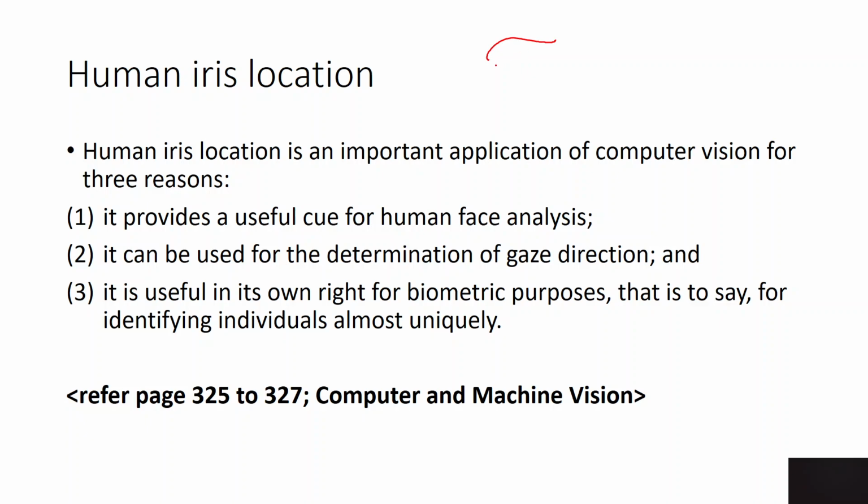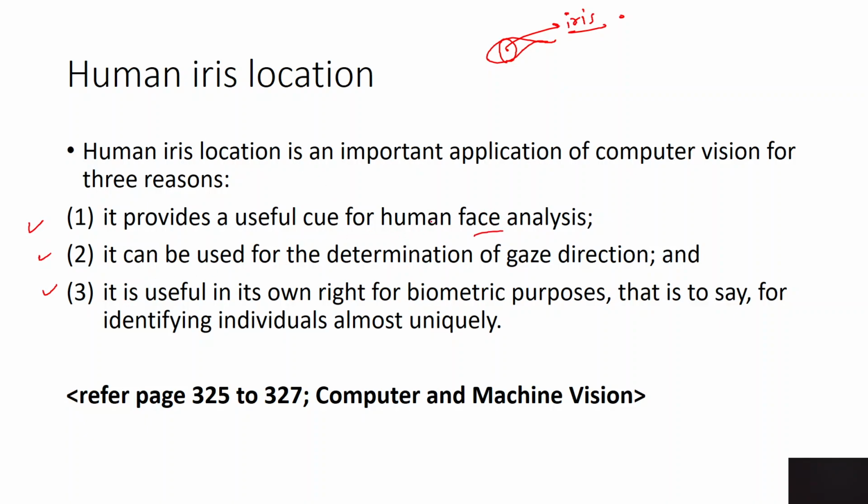so in your eye, this is your iris part, the eyeball. Okay, now this is your iris. Now this is very important in computer vision. For example, there are three reasons. Okay, it provides a useful cue for human face analysis.